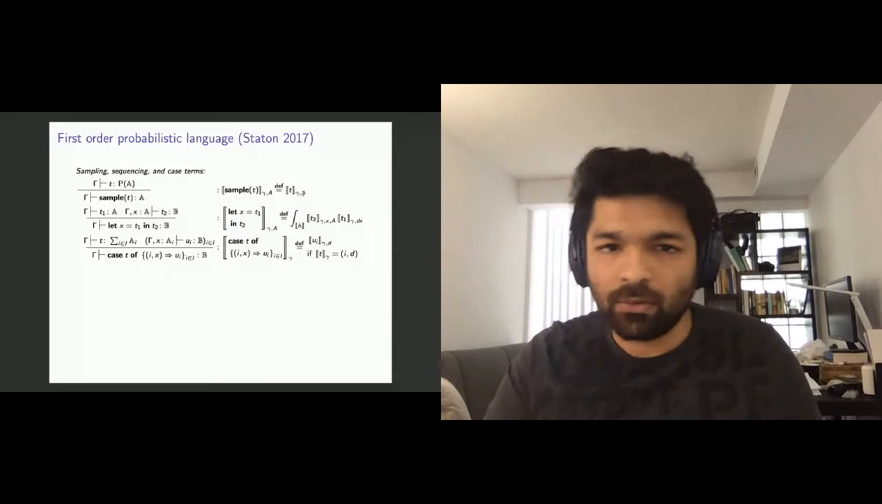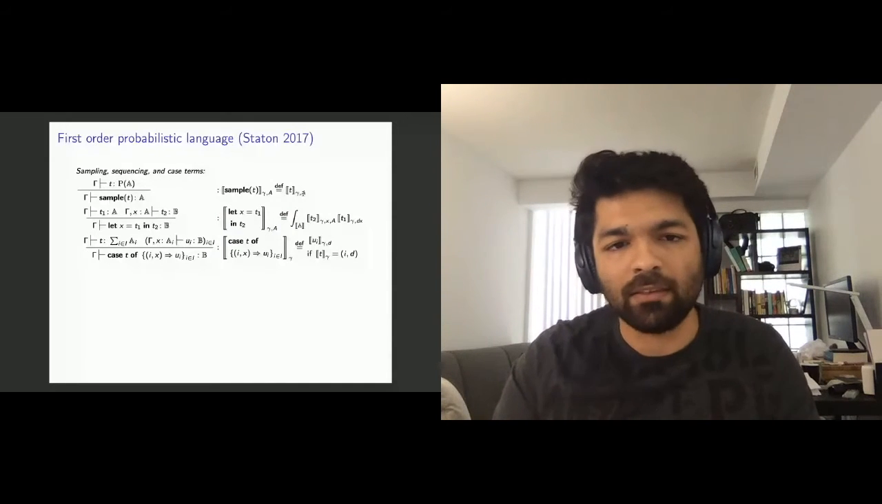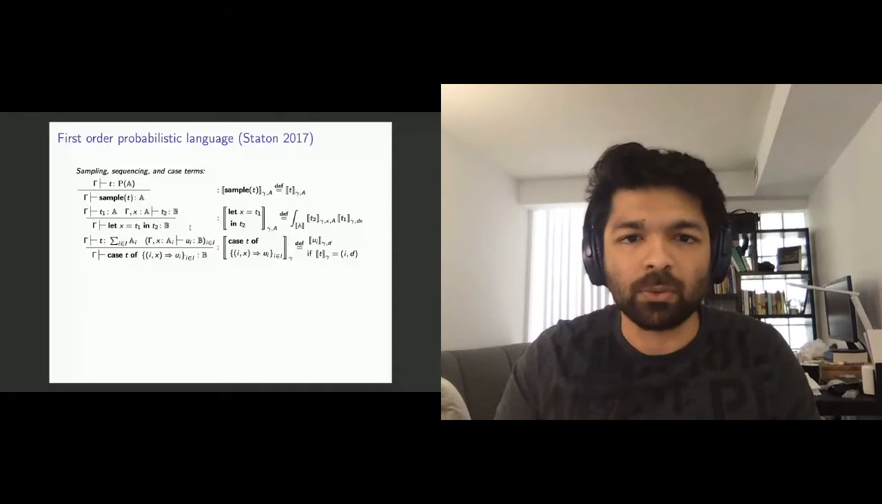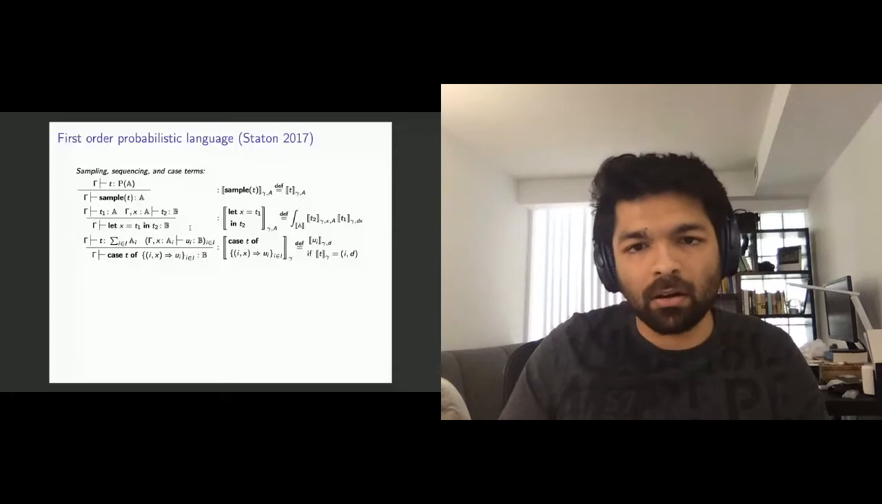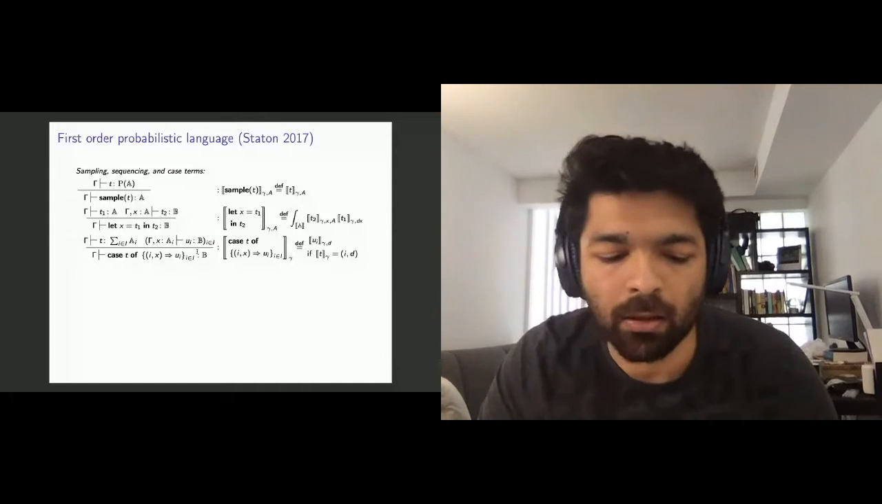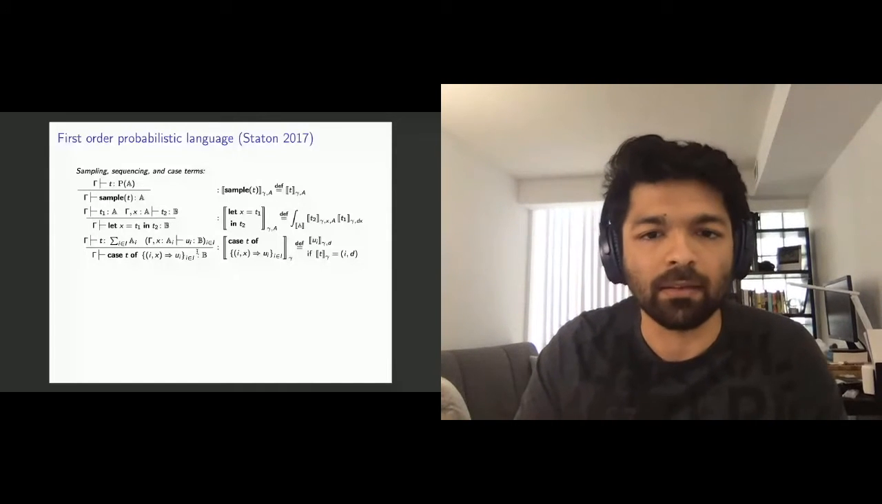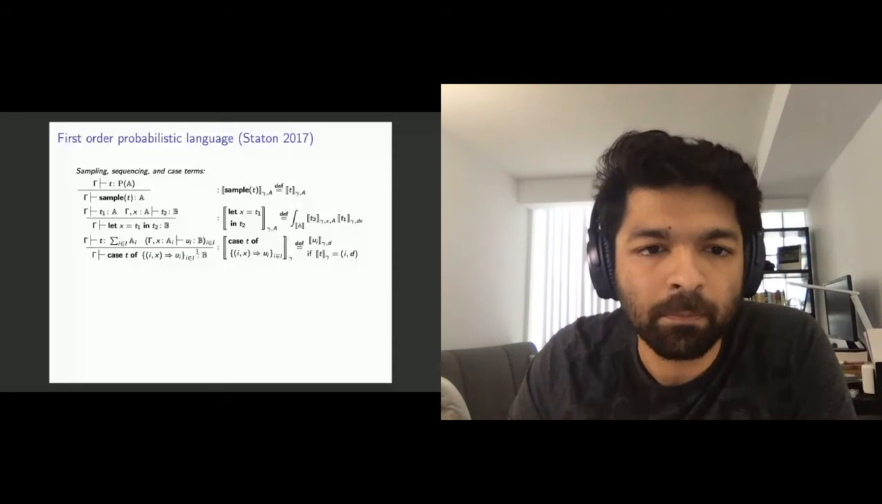The language allows us to sequence using let constructs and have case statements. Because this is a first order language, we're not allowing for recursion, because that makes our analysis for approximations slightly easier to handle. And we can deal with the s-finite semantics that was proposed by Sam Staton and others.